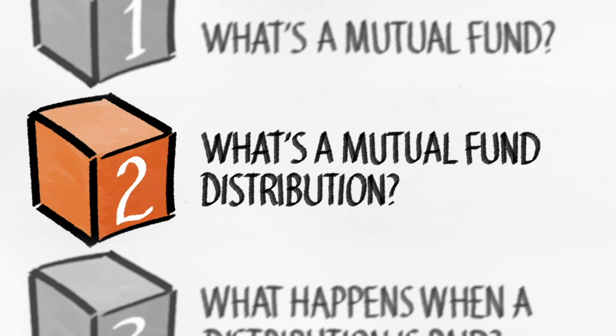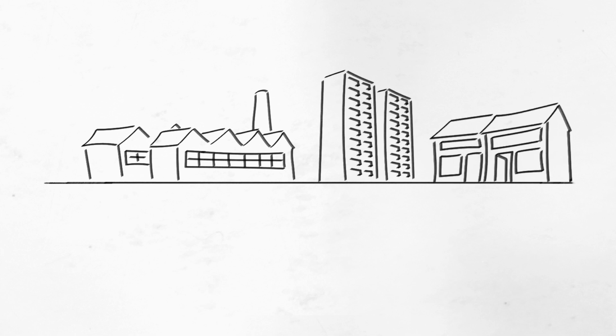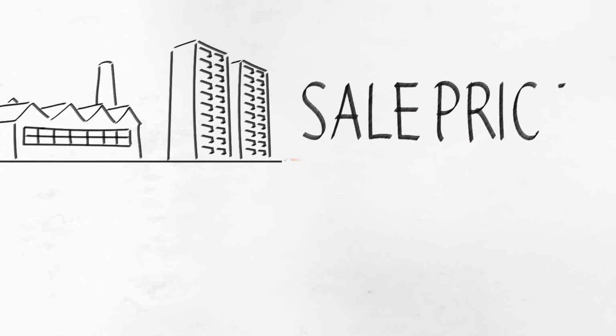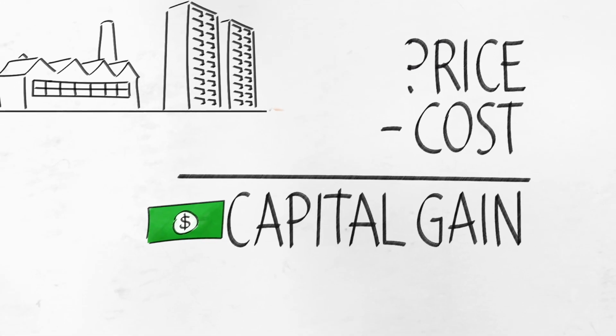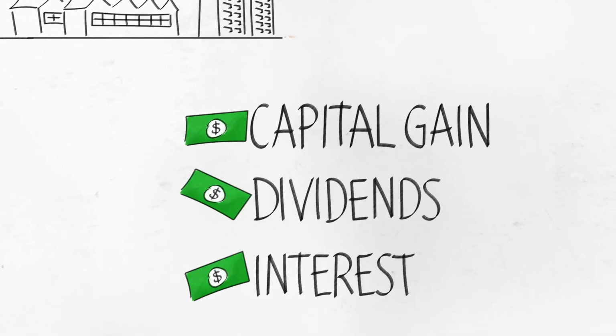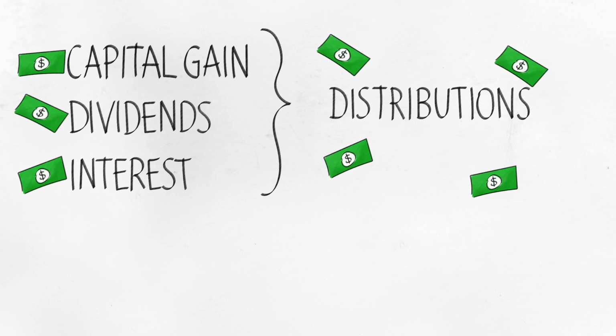What's a mutual fund distribution? When the mutual fund's investments grow in value, the portfolio managers may decide to sell them. When the price of a business sold is higher than the cost of purchasing it, the profit is called a capital gain. These businesses may also pay dividends or interest income if you invest in bonds. These are all forms of income that are paid to the investor. This type of income received by the investor is called a distribution.